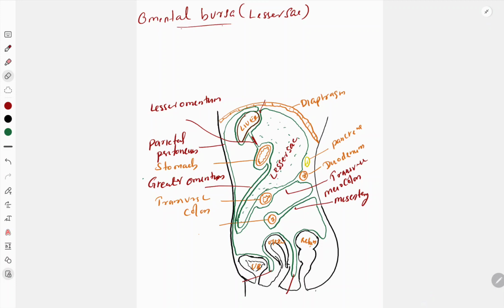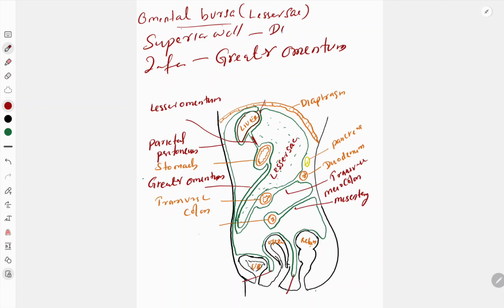Now what about the superior and inferior boundaries? Superiorly what structure can you see? Superiorly it is bounded by the reflection of peritoneum on the diaphragm, and inferiorly it is closed by the greater omentum. So we have the superior wall and inferior wall. Inferiorly we have the greater omentum. Superiorly the reflection of peritoneum on the diaphragm. That is the boundaries of the lesser sac.